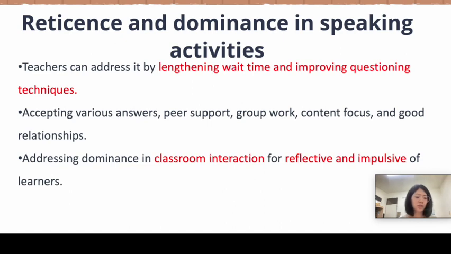Strategies are offered to teachers if they want to improve these parts. So here teachers can address it by lengthening wait time and improving questioning techniques. And the next ones are accepting various answers, peer support, group work, content focus, and good relationships. And this will help with dominance in classroom interactions for both reflective and impulsive learners.